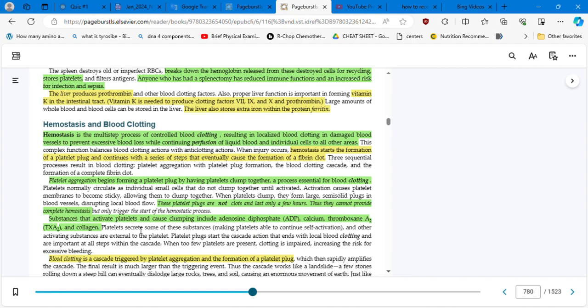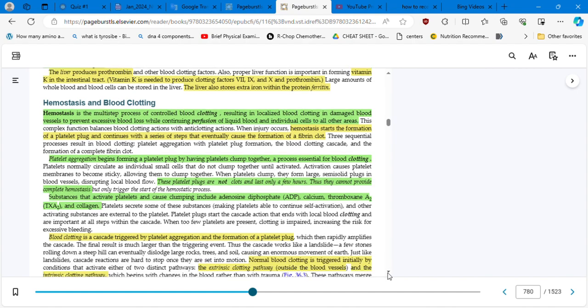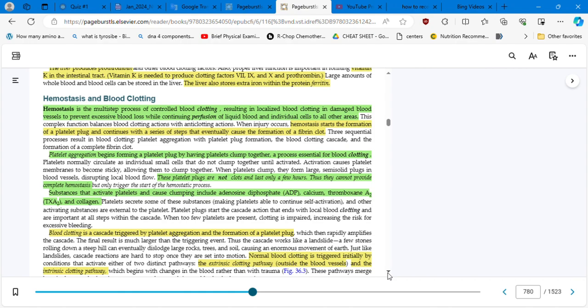Substances that activate platelets and cause clumping include adenosine diphosphate, which is the ADP, calcium, thromboxane A2, and collagen. I want you to remember calcium. That's very important to remember, and also collagen. Don't take calcium and collagen in excess because you can promote clumping.